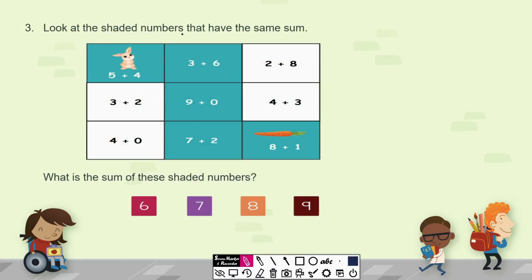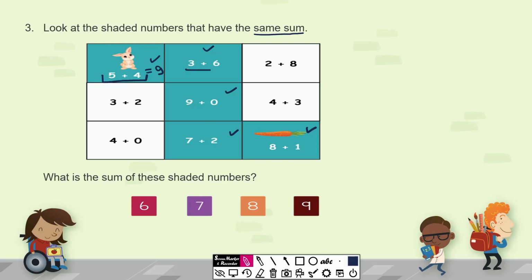Look at the shaded numbers that have the same sum. Where are the shaded blocks? 1, 2, 3, 4 and 5 are the shaded blocks. Look at the numbers in them. 5 plus 4. So what is 5 plus 4? Add them. 5, 6, 7, 8 and 9. So 5 plus 4 is equal to 9.